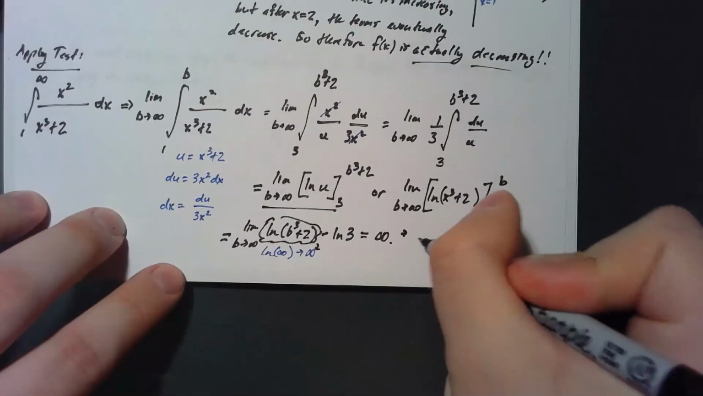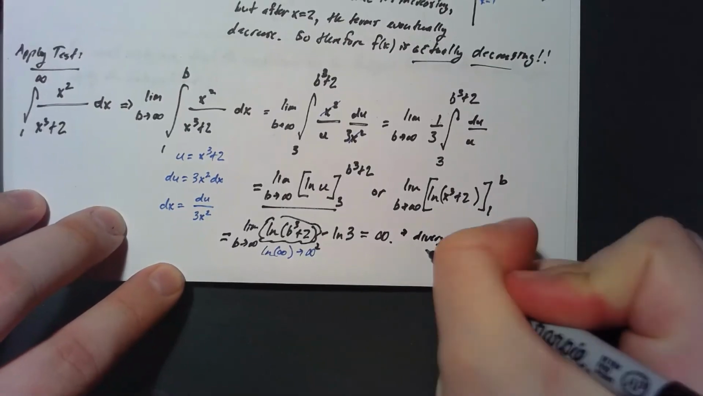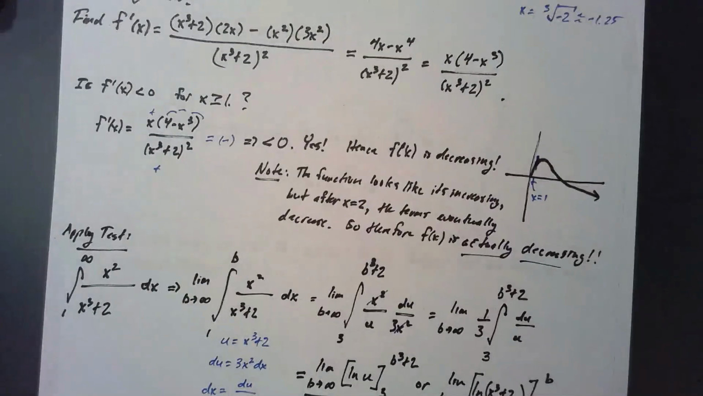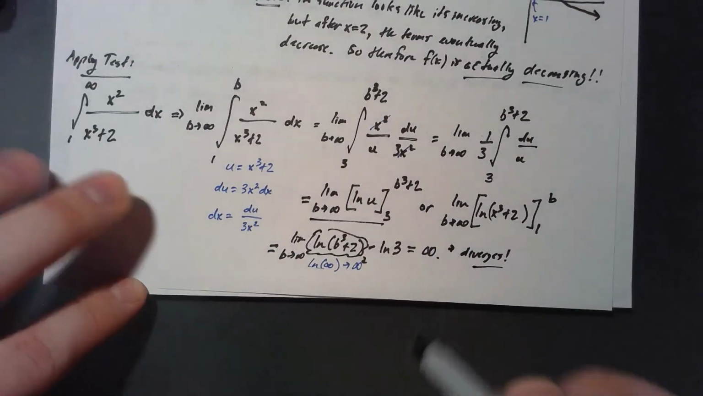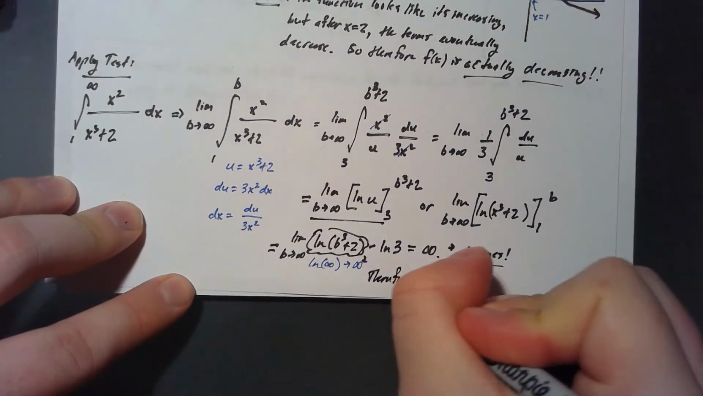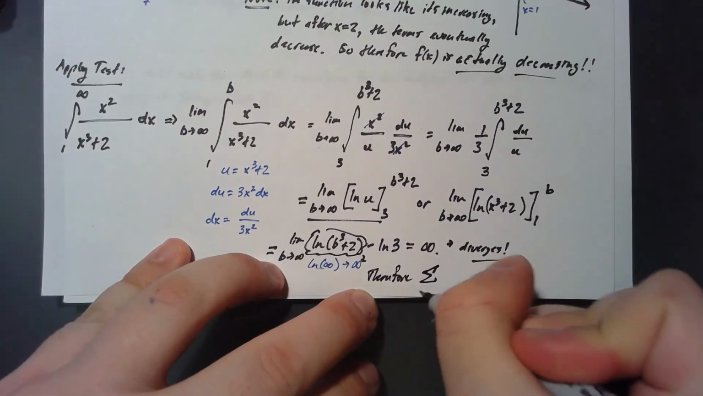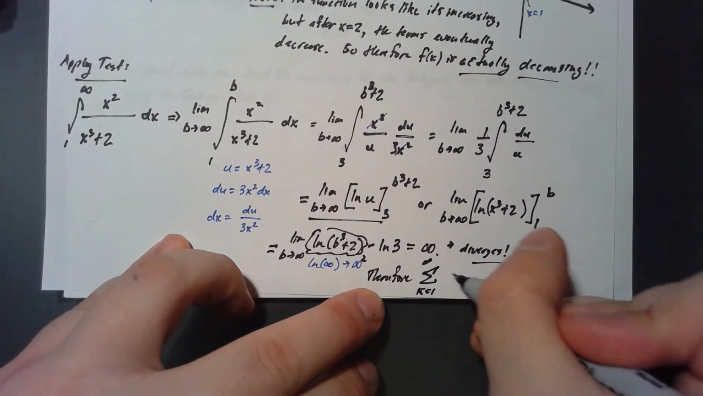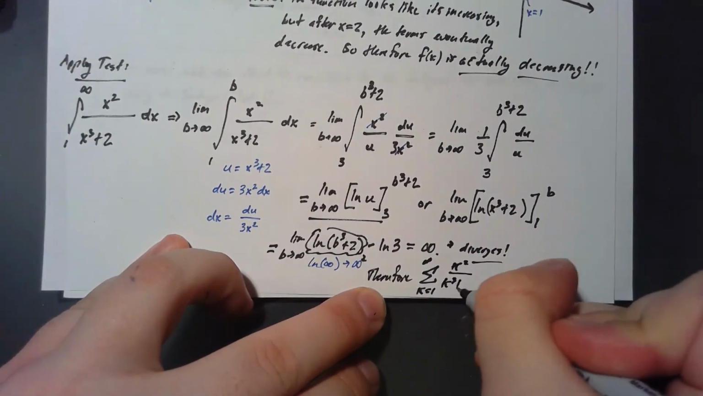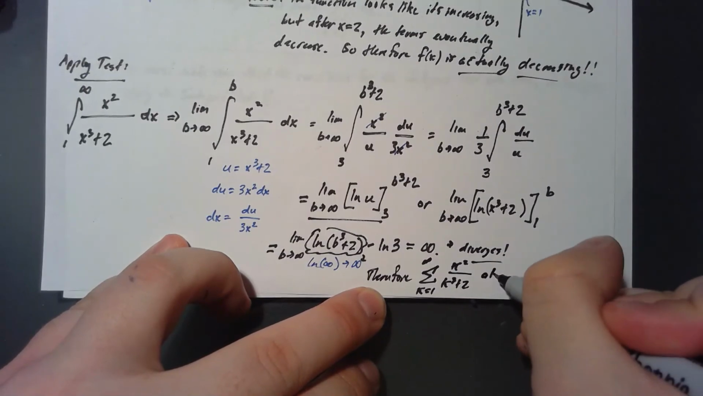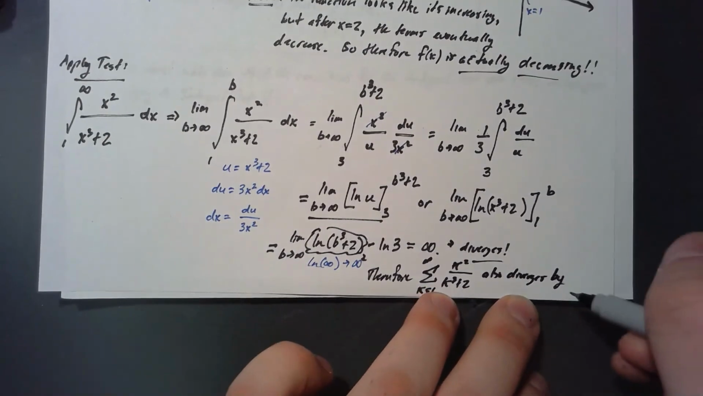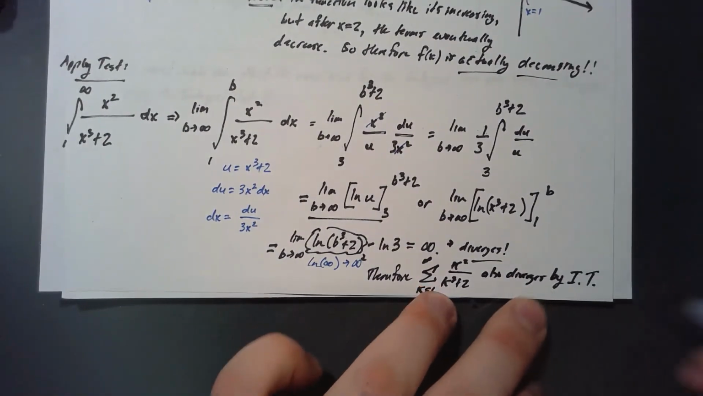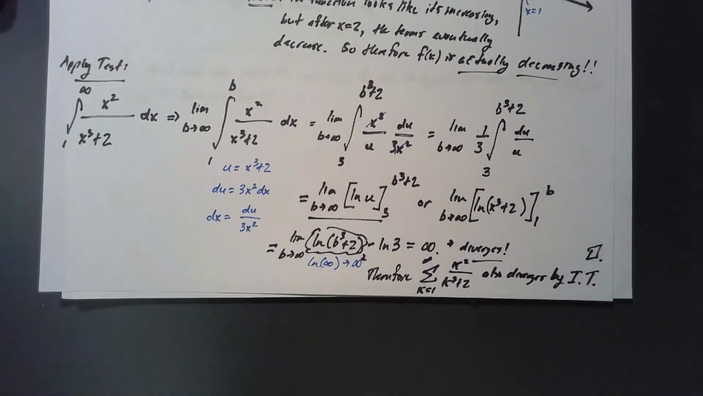Okay, so that means the integral diverges. So what does that mean about the original series? Since the integral diverged, I say therefore the series from k equals 1 to infinity of k squared over k cubed plus 2 also diverges by, remember, cite the test, the integral test. That's it. Don't forget to cite the test that you're using when you're doing this.